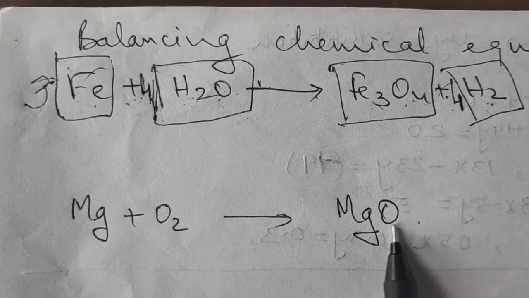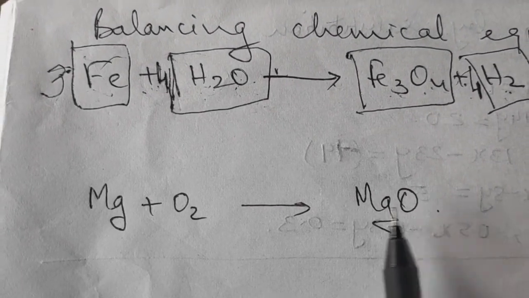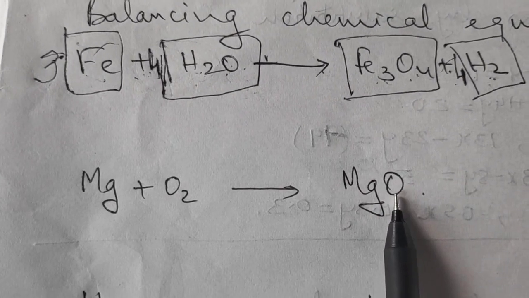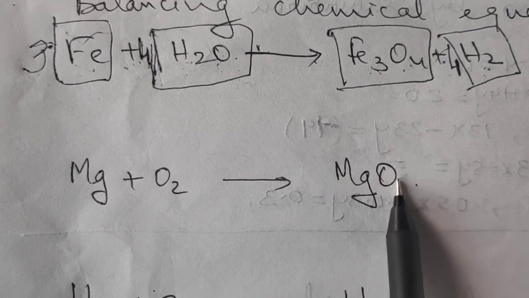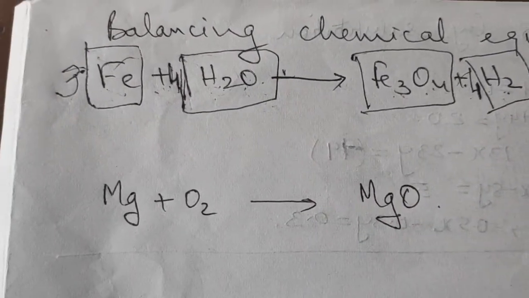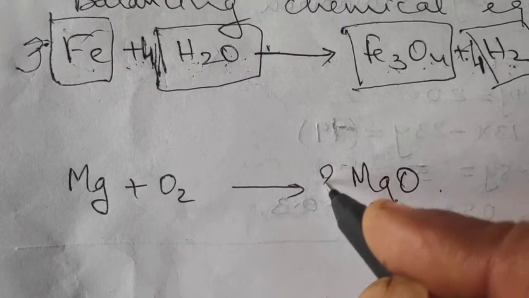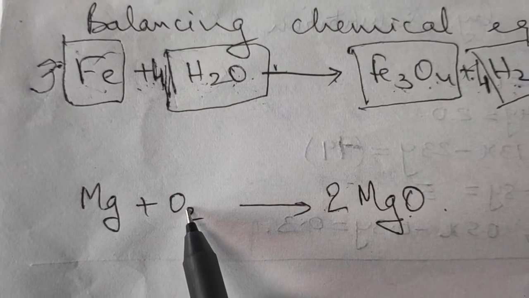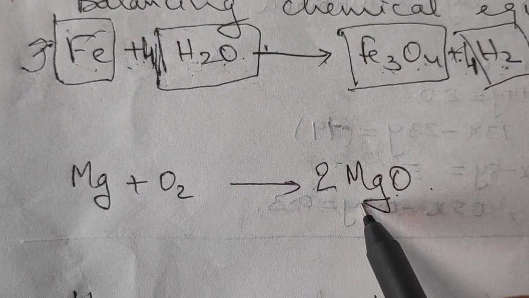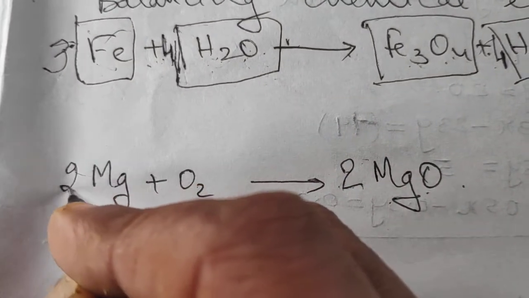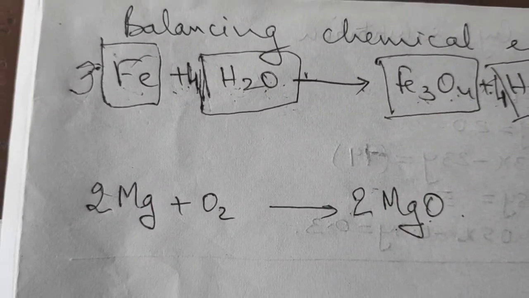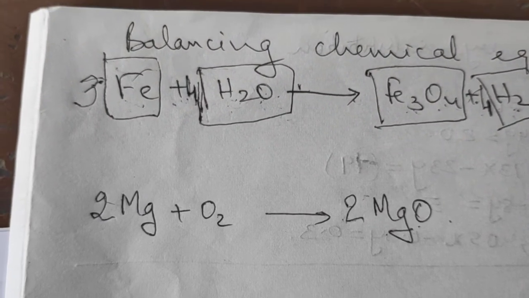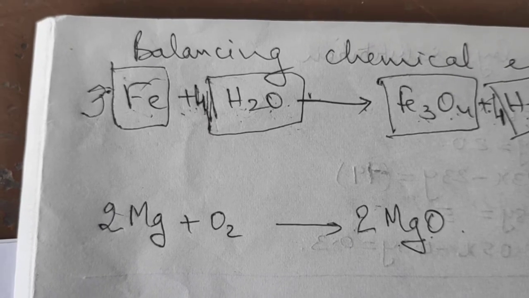Again, you cannot put 2 over here at the oxygen point, because magnesium oxide is always MgO. Magnesium loses 2 electrons, oxygen accepts 2 electrons. So the magnesium oxide molecular formula is correct. But if I want to balance it, I'll have to put 2. Where should I put the 2? Over here. So 2 oxygen, balanced. But then when you put 2 over here, the magnesium becomes 2. So balance magnesium by putting 2 in front. This is the final balanced form: 2 molecules of magnesium reacting with 1 molecule of oxygen, forming 2 molecules of magnesium oxide.